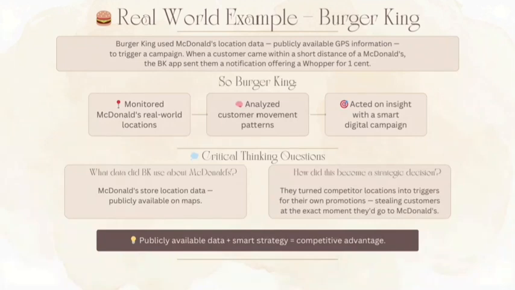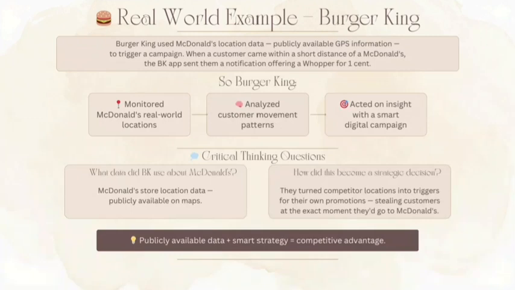This is a famous story. Burger King used McDonald's location data, publicly available GPS information, to trigger a campaign. When a customer came within a short distance of McDonald's, the Burger King app sent them a notification offering a Whopper for 1 cent, but only if they ordered through the BK app. So Burger King monitored McDonald's real-world locations, analyzed customer movement patterns, acted on that insight with a smart digital campaign.